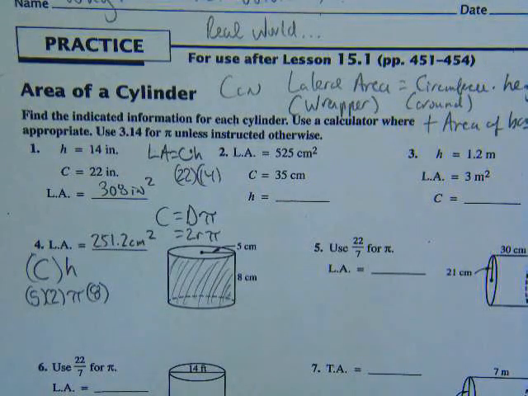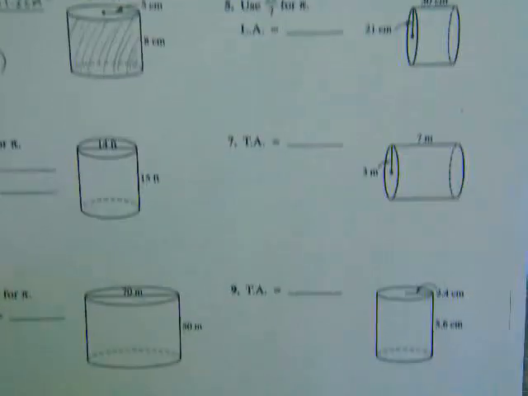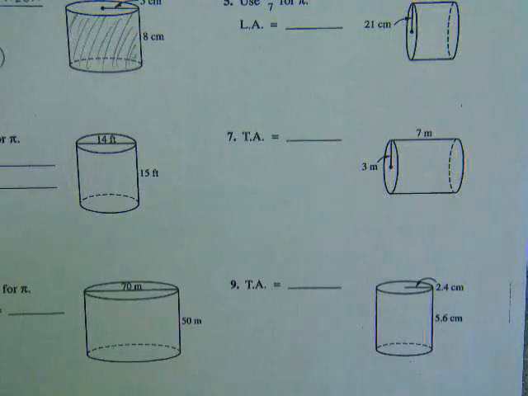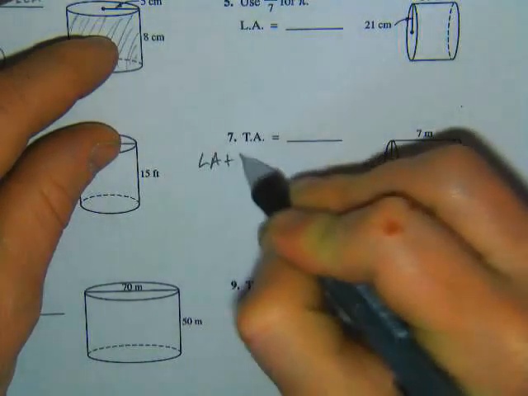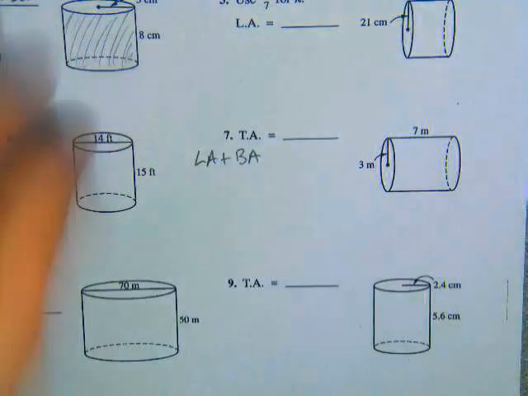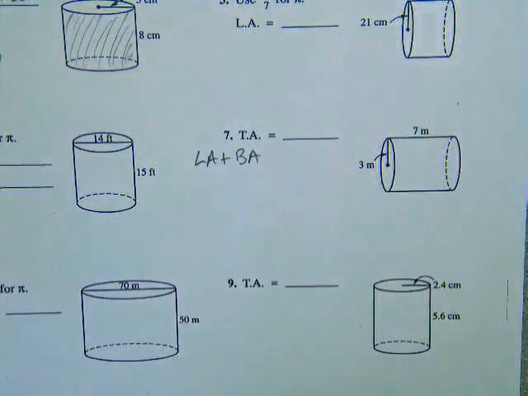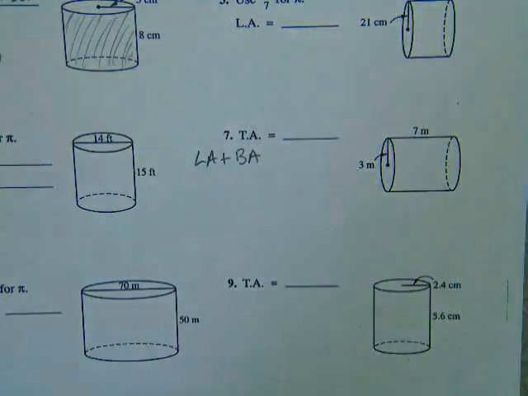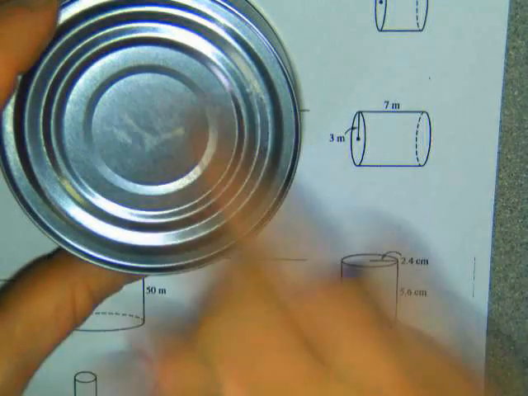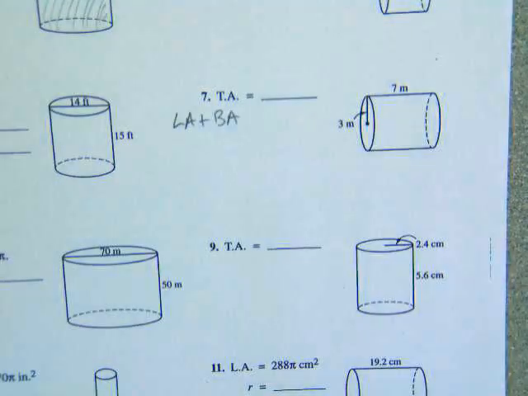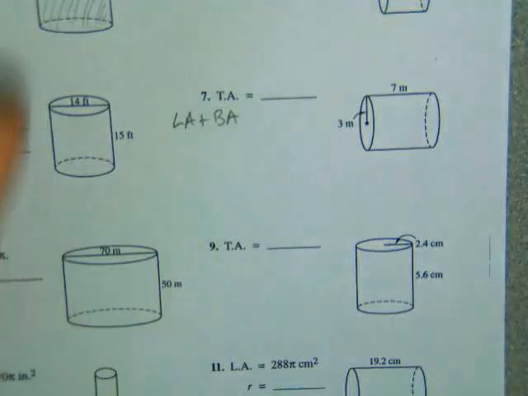So here go to total area. So now it's lateral area plus the base area. Alright, so we got the wrapper, lateral area right here, and then we got the area of the bases, and there are how many bases? 2. So let's get the lateral area here first.